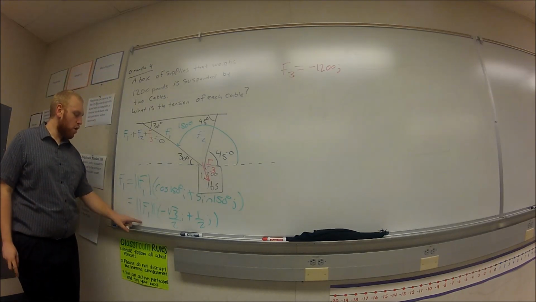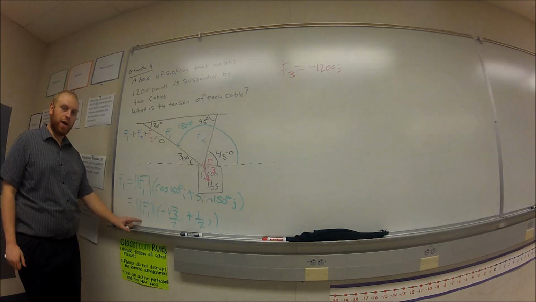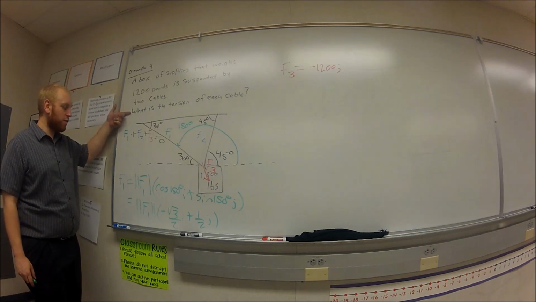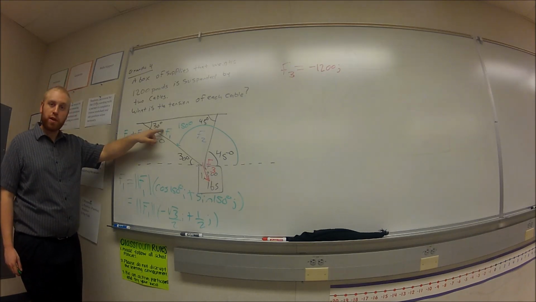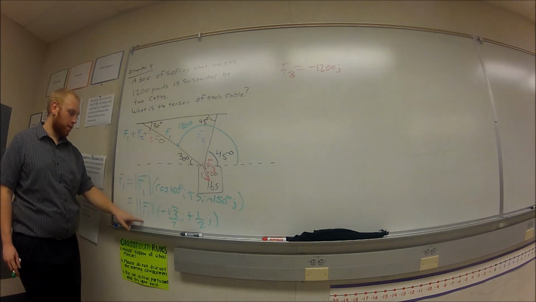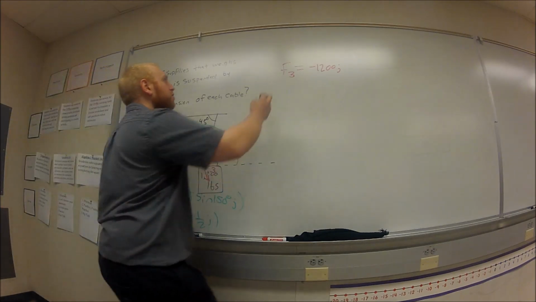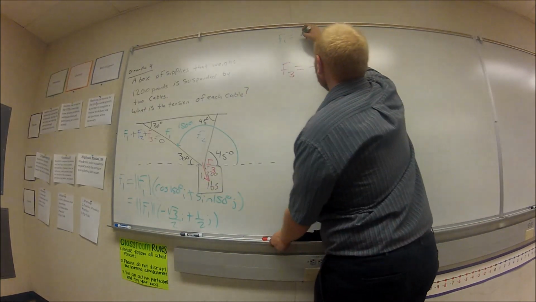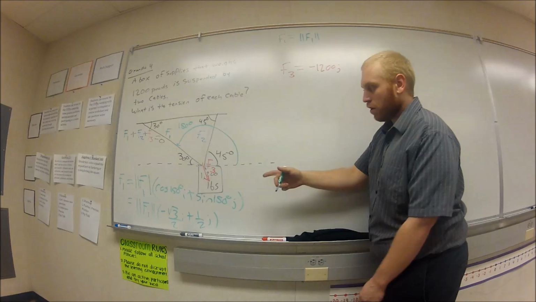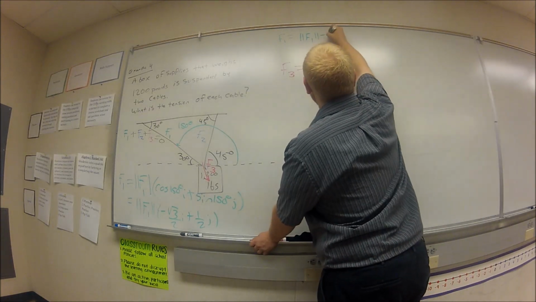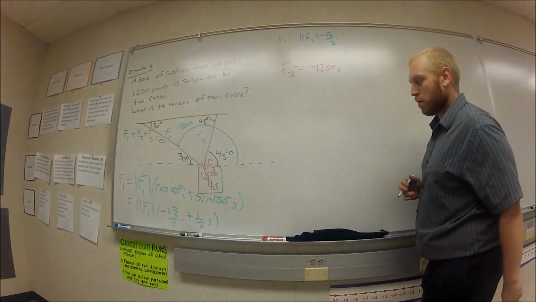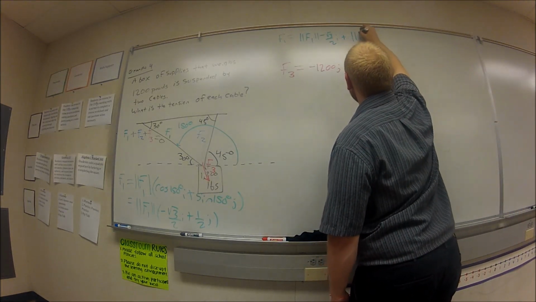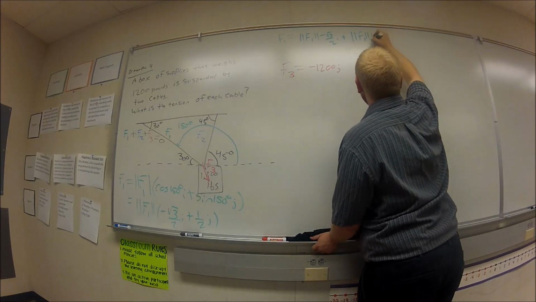Now, we don't know what the magnitude of F1 is yet. That's what we're looking for. If you think about it, it says, what is the tension of each cable? Well, F1 was one of the cables, so we need to know what that's going to be. The way we're going to do it, let's distribute. Force 1 has to equal its magnitude times negative root 3 over 2 I, plus the magnitude times 1/2 J.